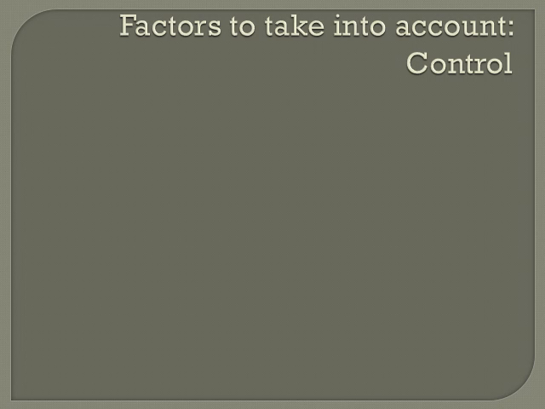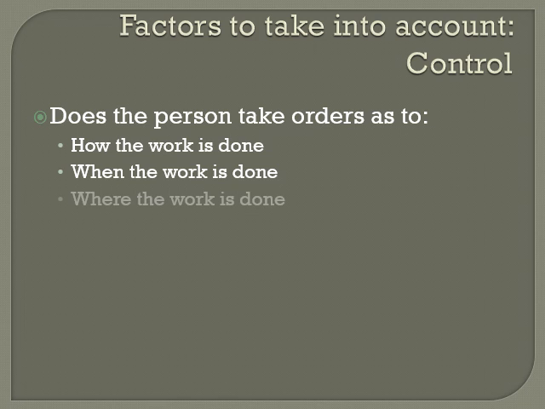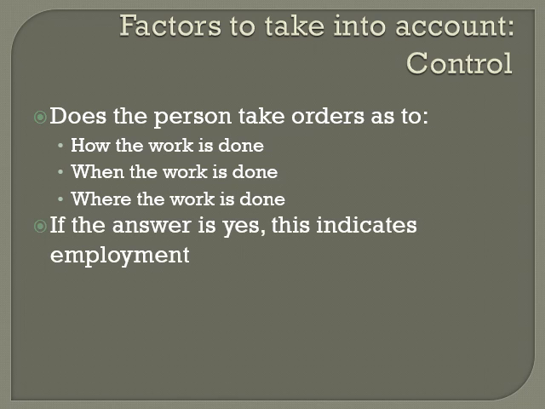The second factor that I'll mention is that of control. Here we consider the amount of control that the person has over their own work. So, does the person take orders as to how the work is done, when and where the work is done? If the answer is yes, they do take orders as to all of these factors, then this indicates employment. The greater the control the person has over how, where and when the work is done, the more likely they are to be self-employed.